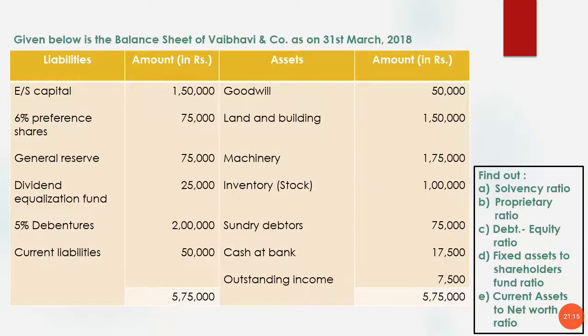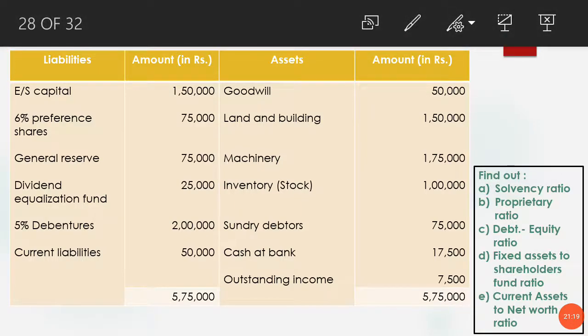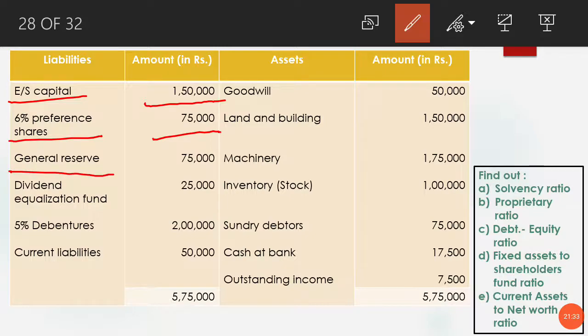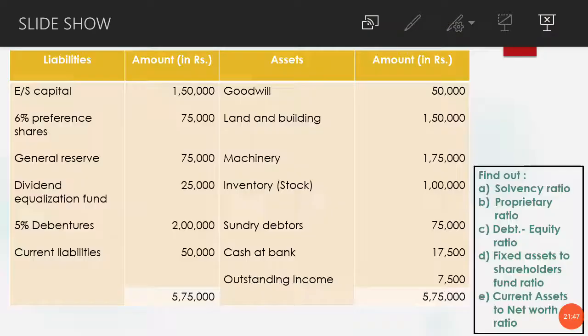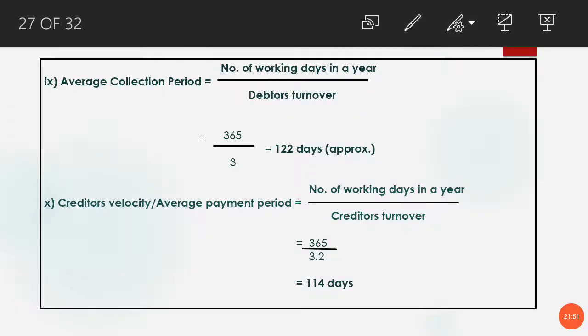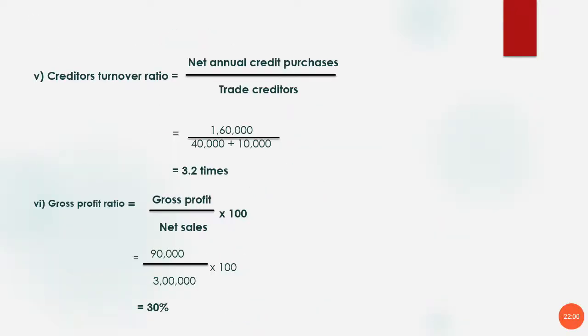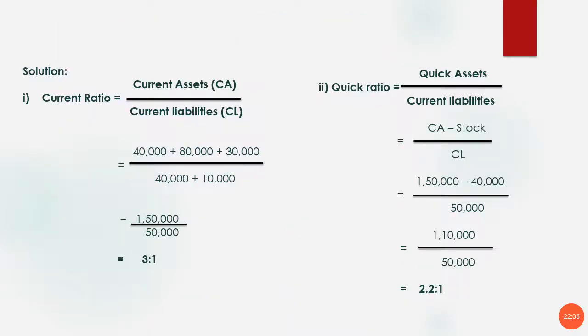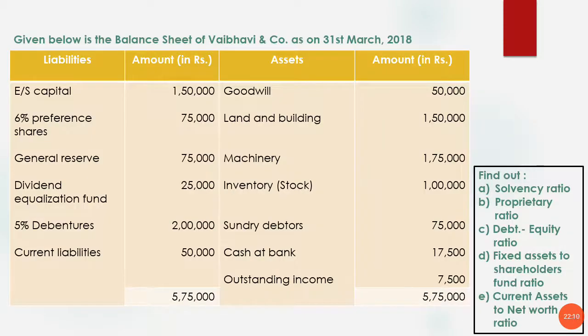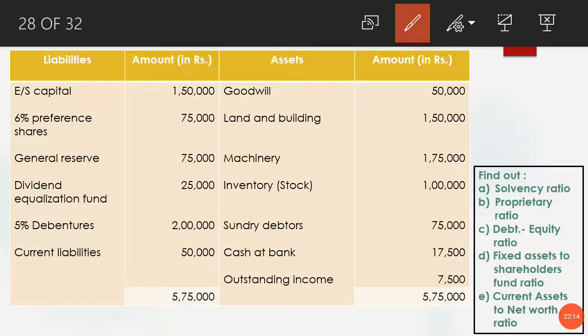Given below is the balance sheet of Vijay and Company as on 31st March 2018. Liabilities: equity share capital 1,50,000, 6% preference shares 75,000, general reserve 75,000, dividend equalization fund 25,000, 5% debentures 2 lakh, current liabilities 50,000. Assets: goodwill 50,000, land and building 1,50,000, machinery 1,75,000, inventory 1 lakh, sundry debtors 75,000, cash at bank 17,500, outstanding income 7,500. Both totals are 5,75,000.